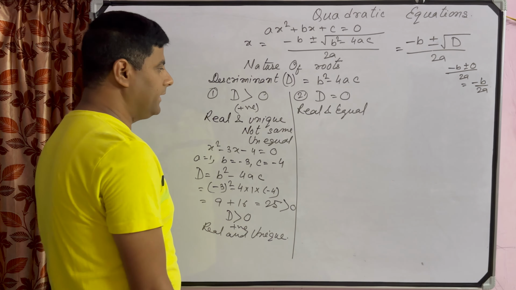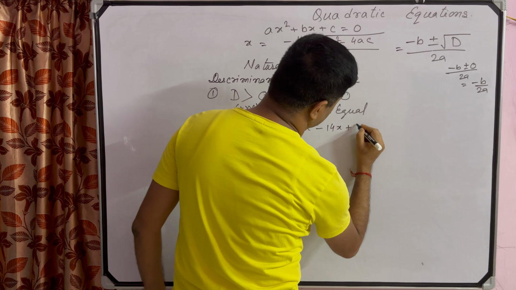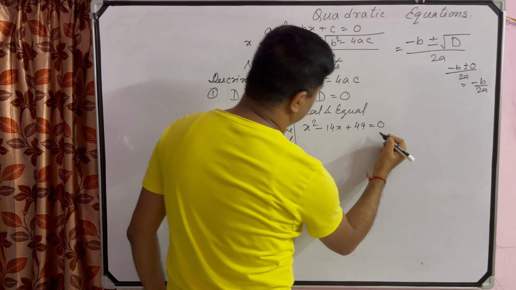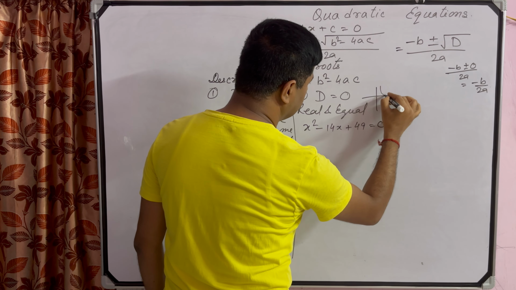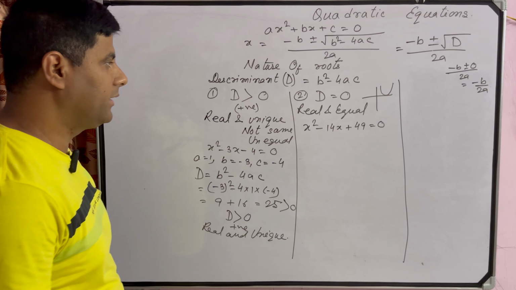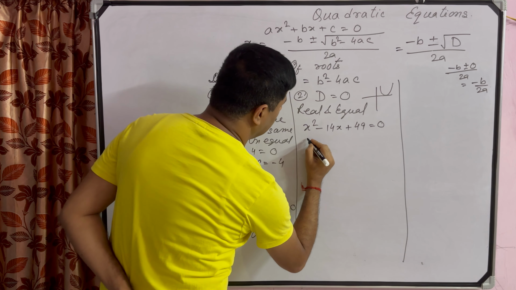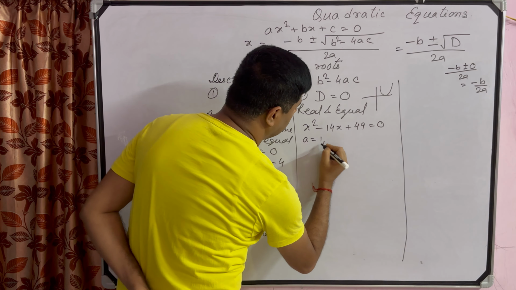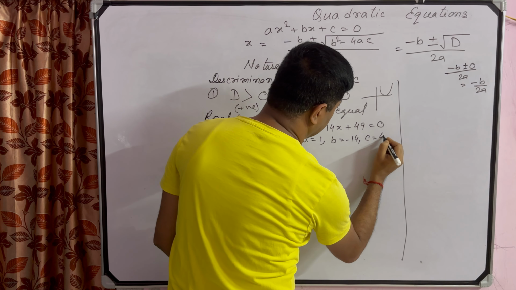Okay. You can take down an example, like I'm saying x square minus 14x plus 49 equals 0. See, this is the scenario where we have shown the graph something like this. It is touching and going like this. That's why the roots are the same. Here a equals 1, b equals minus 14 and c equals 49.